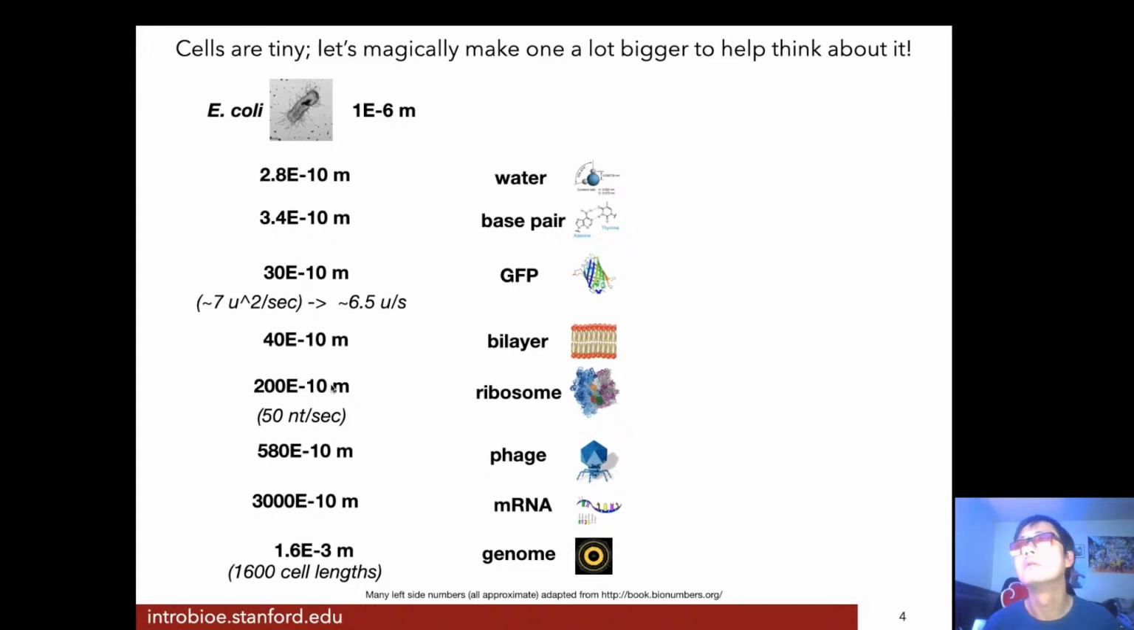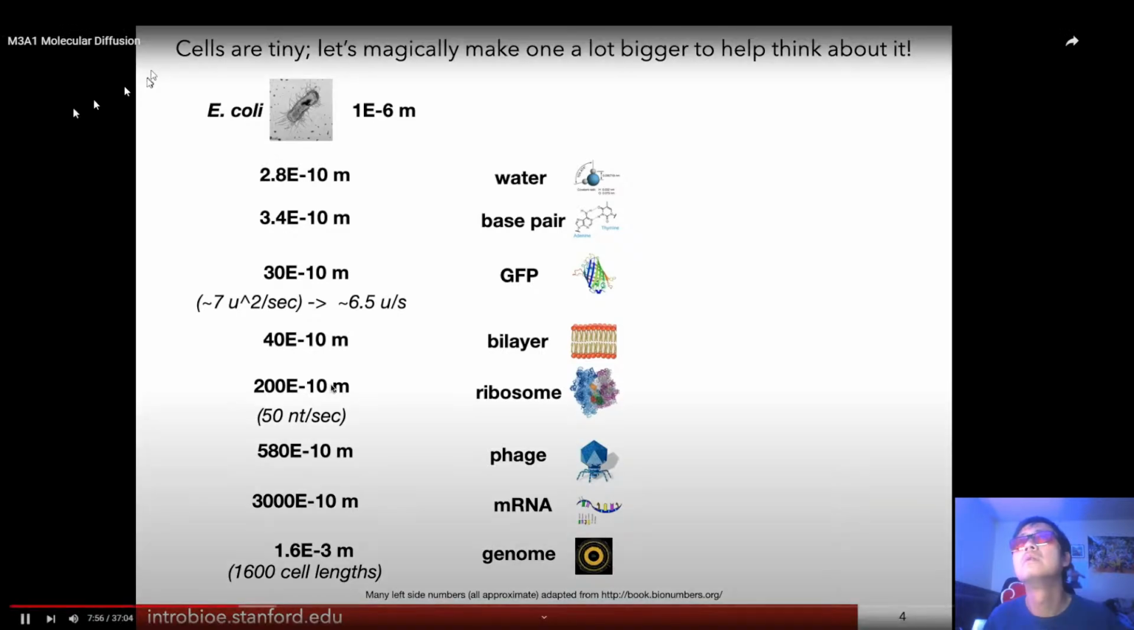And the phage, 580 tenths of a nanometer or 58 nanometers. mRNA, 3,000 tenths of a nanometer. The genome, 1.6 millimeters. I jumped there. The genome's like big. Looks like it's going back.